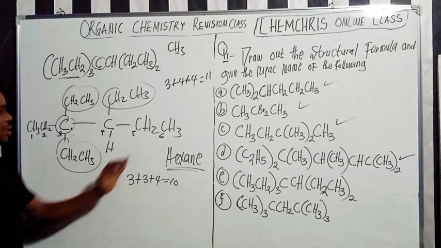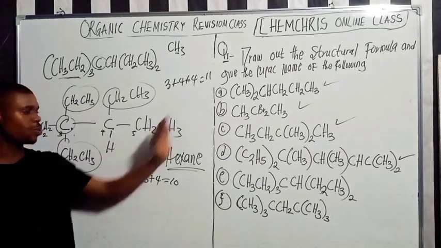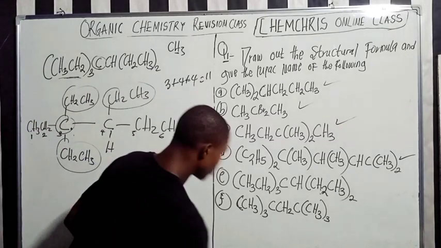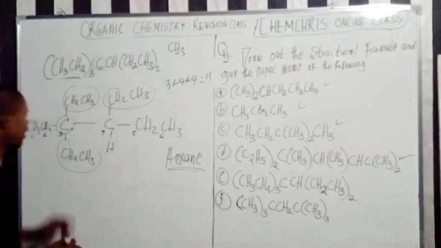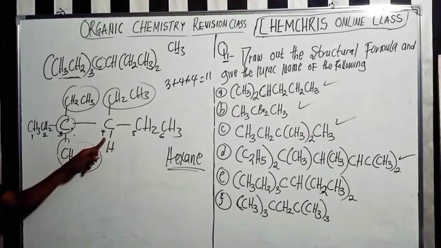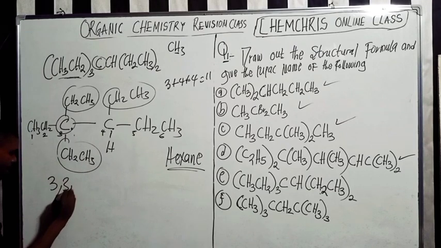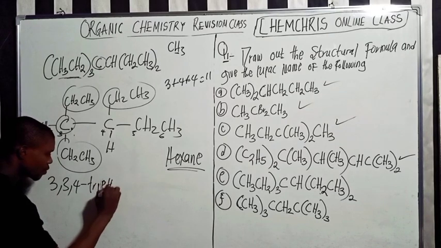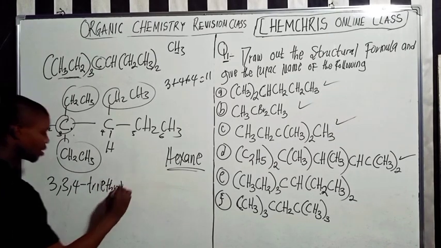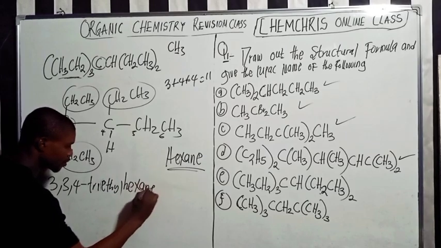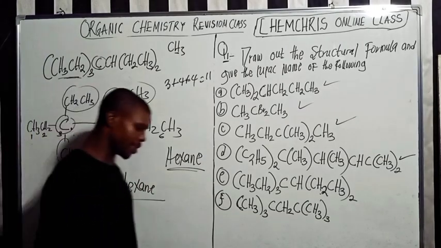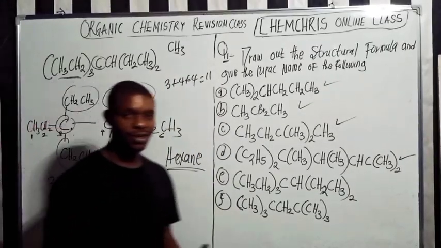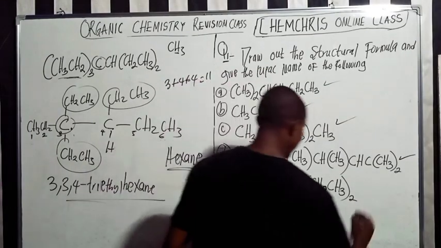11, 10. So the one that gave me 11 is starting from here, but the one that gave me 10 is starting from here. So you are starting at this point. Do you understand? So it is going to be 3, 3, 4, triethyl hexane. That is the name of the compound. 3, 3, 4-triethylhexane. You get? So we are done with that one here.